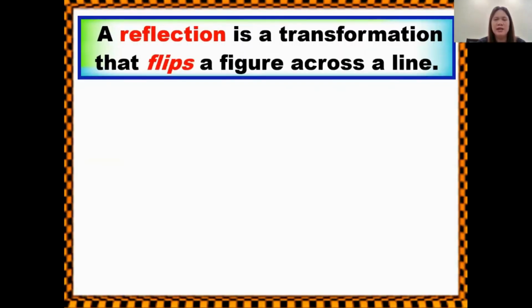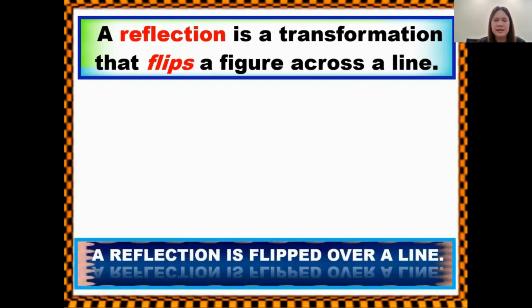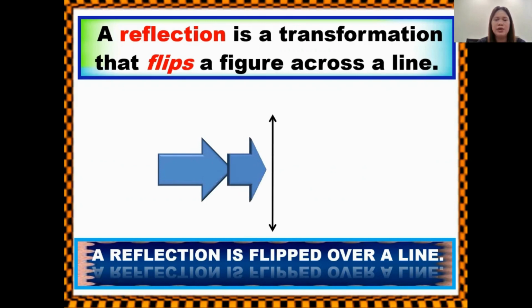Reflection is a transformation that flips a figure or a shape across a line. So let's take a look here. For example, a reflection is flipped over a line. Try to look at here how you are going to flip the shape over a line. And the line is what we call the mirror line, or the reflection line.